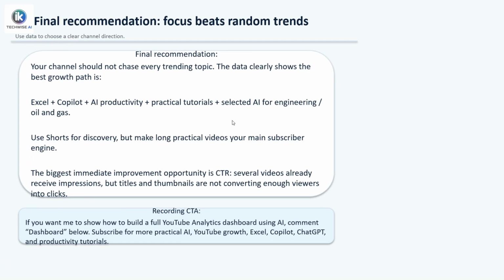So there comes the final recommendation. It shows the final recommendation is very clear. Do not chase every trending topic. The best growth path is Excel, Copilot, AI productivity, practical tutorials, and selected AI for engineering or oil and gas. Use shorts for discovery, but make long practical tutorials the main subscriber engine. The biggest immediate opportunity is CTR. So start by improving titles and thumbnails.